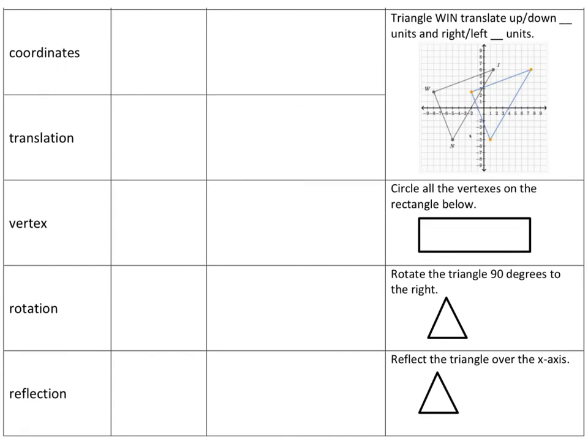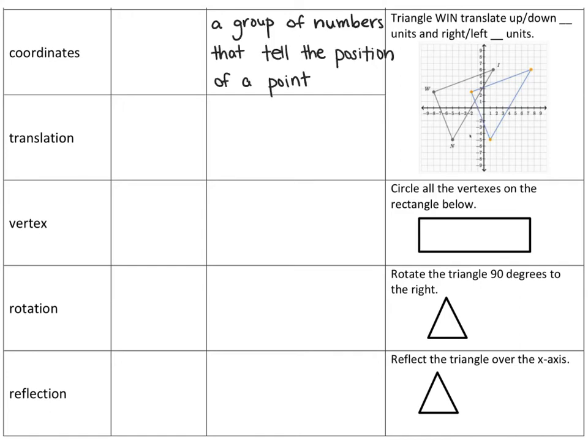All right, coordinates. Coordinates are pretty much the exact same thing as ordered pair, but a different word, because we're talking about an exact location. So a coordinate is a group of numbers that tell the position of a point. That's actually just one coordinate, so it's without the S. So a position means a location, if you didn't know that. Okay, write that down.